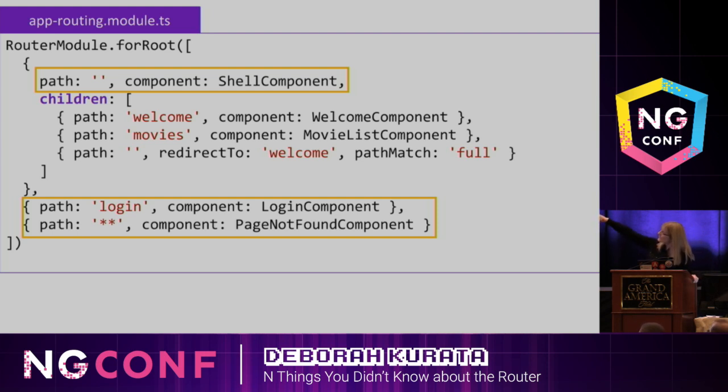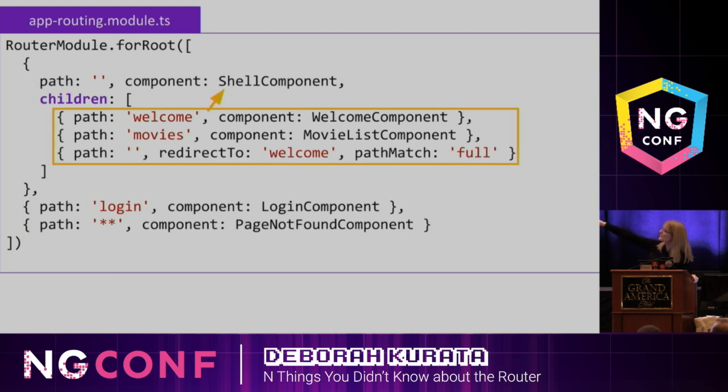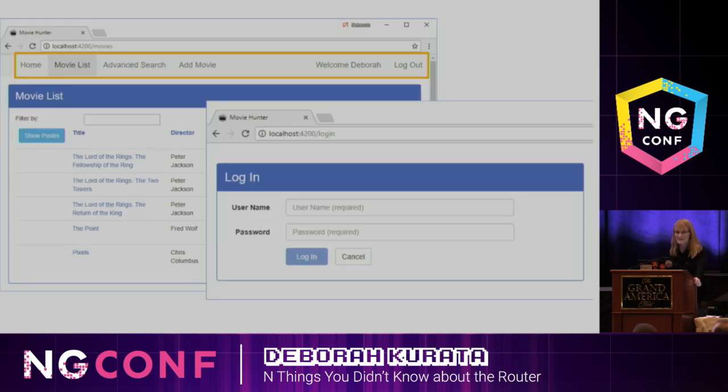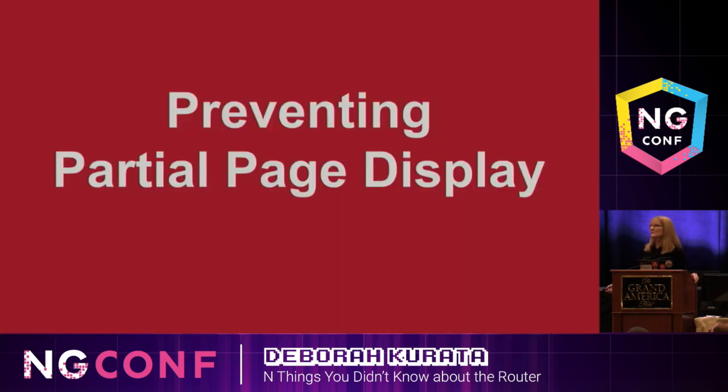Anything that we want to appear in the shell component's router outlet, we define as children under the shell component. That way it knows which level of the hierarchy to put them in. Okay, all right. So that's to menu or not to menu. Our next item is preventing partial page display.